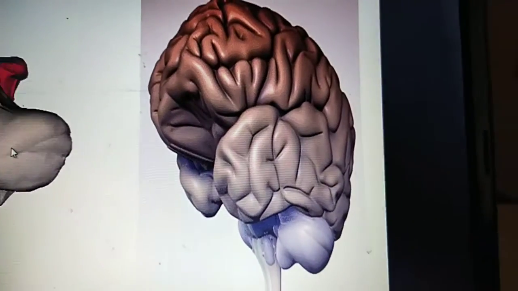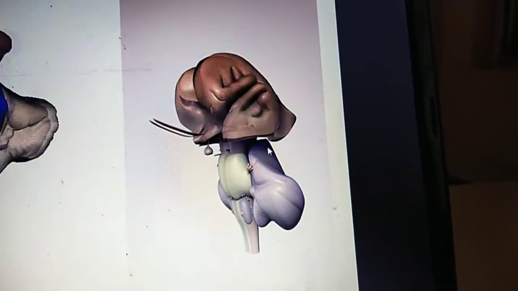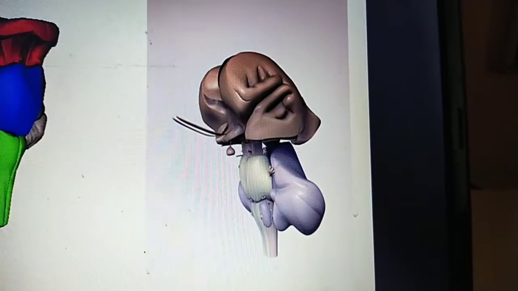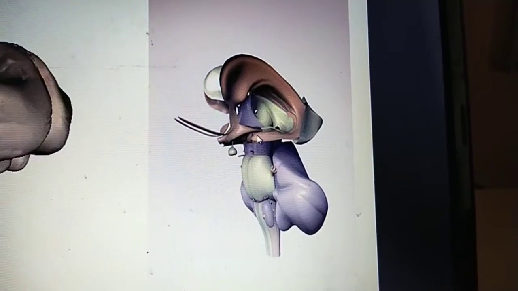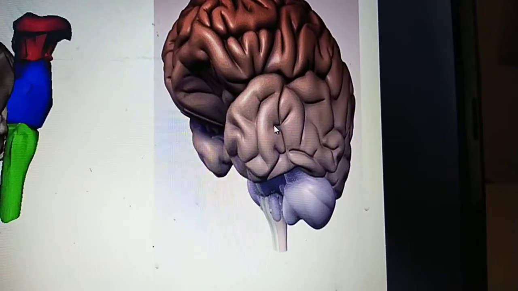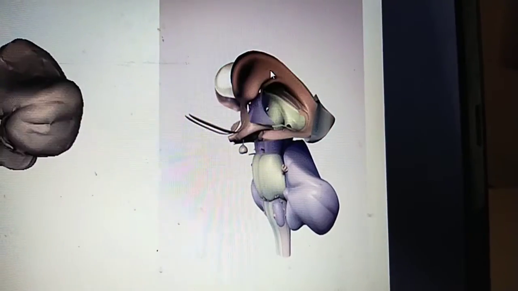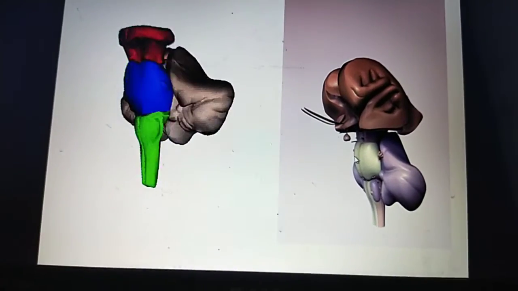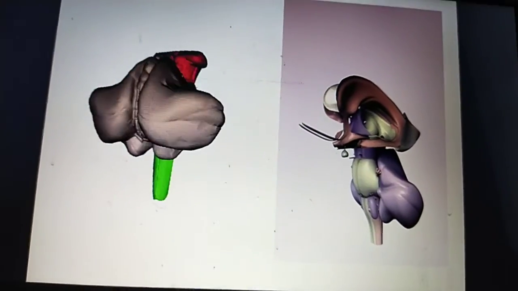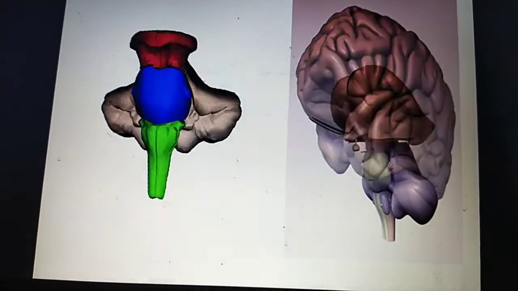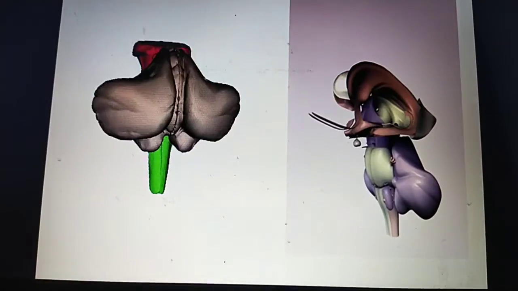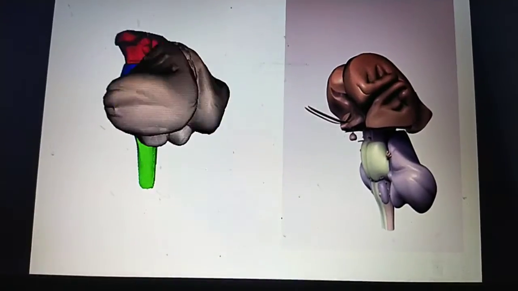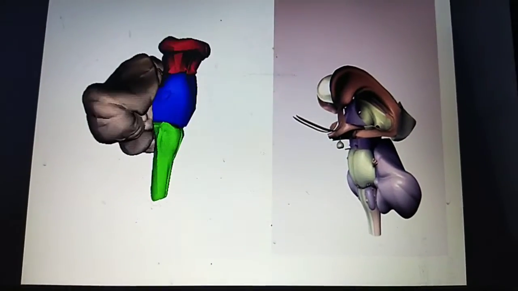You can see here the cerebellum, the pons, the medulla oblongata, and this part is the midbrain. This is the thalamus. Like that the brain stem is present, and it is the connection between the spinal cord and the cerebrum. It is in between the cerebrum and the spinal cord.